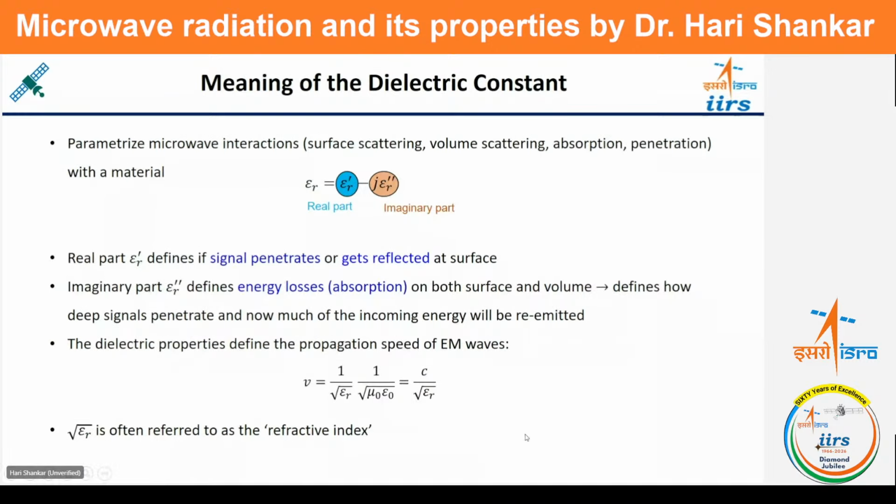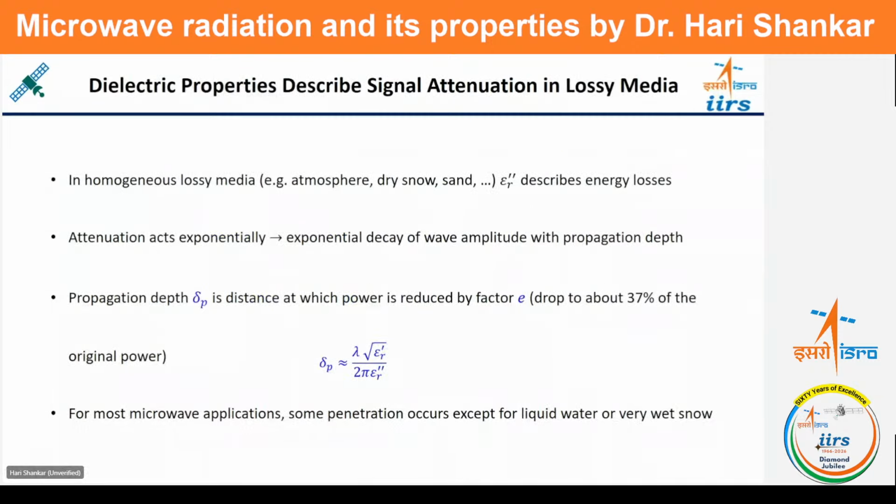The velocity of the signal through a particular media is related to the velocity of light and the square root of the relative dielectric constant. And this is skin depth, or the penetration capability of the signals. Microwave signals have a longer wavelength, so their penetration capability is more compared to other signals.